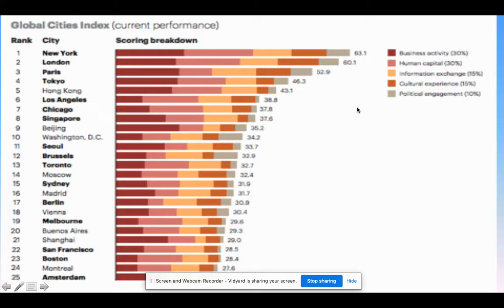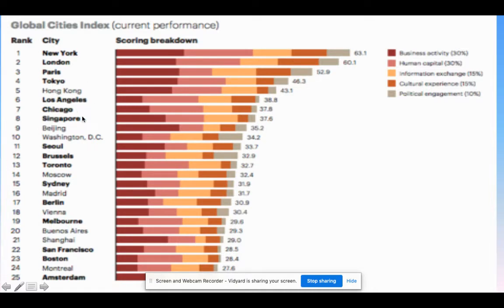The Louvre Museum in Paris. All of those. And then political engagement, how much of the world's politics are discussed and talked about in those cities. So you can see that there are a lot of other American cities that make this list as far as important to the world, but these 4 are considered to be truly global cities.